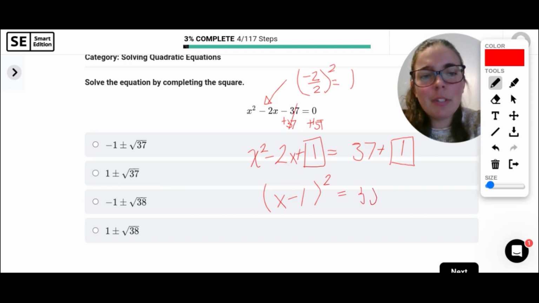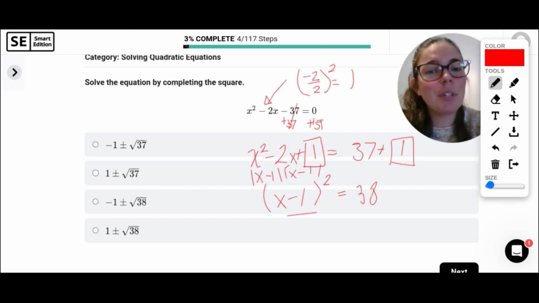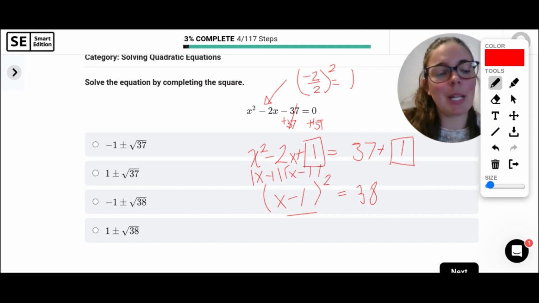If you don't see how I got this left side of the equation, just think about factoring this. So I need it to multiply to positive 1 and add to negative 2. So 1 times 1 is 1, but they both need to be negative in order to get the negative 2. So I basically just skip that step of factoring.